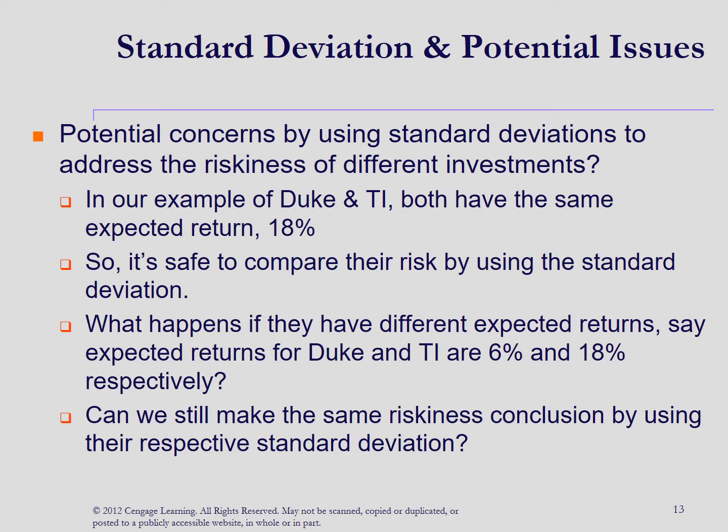Now, it is safe to address the riskiness of Duke and TI by using the standard deviation because they both yield the same expected return, 18%. If they do not yield the same expected return, it is not appropriate to simply use the standard deviation to address the riskiness between these two investments.